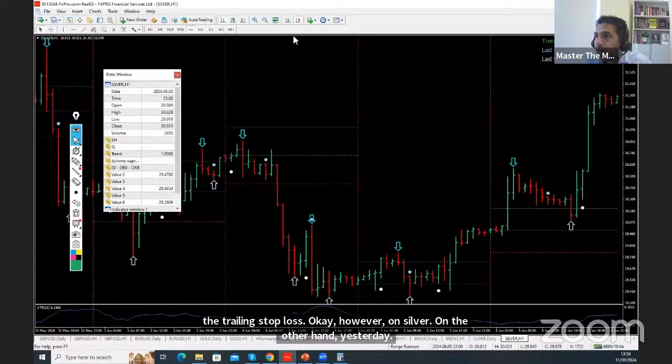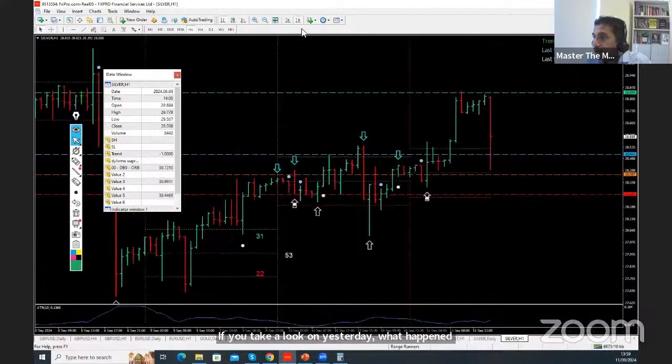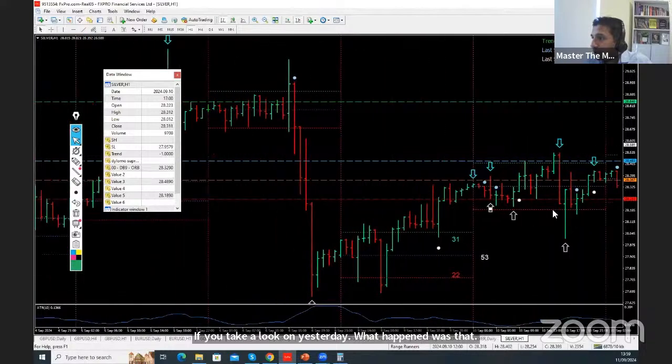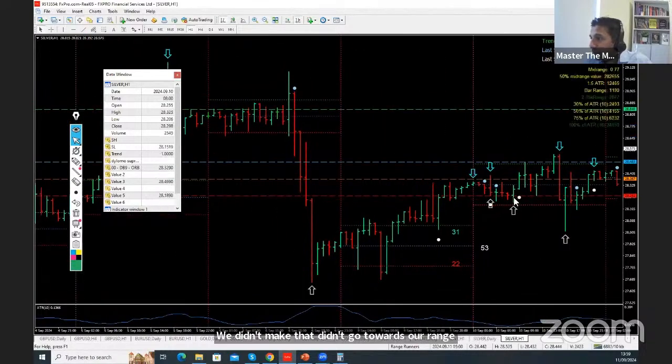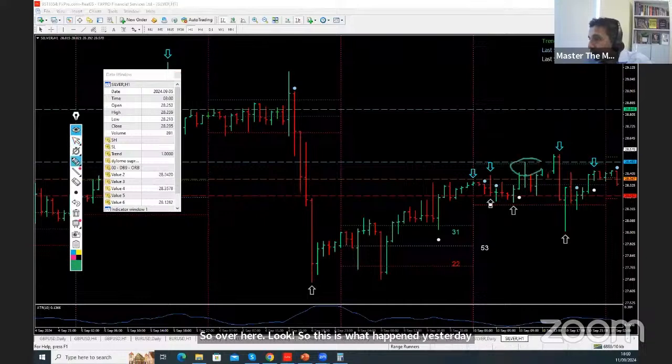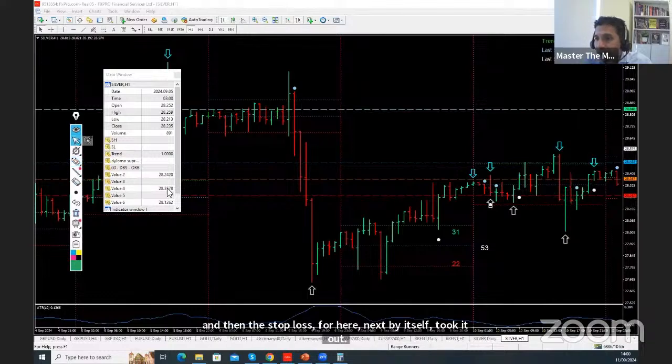However, on silver, on the other hand, if you take a look at yesterday, what happened was that we didn't go towards our range yesterday. So over here, look, this is what happened yesterday. We had the entry on the breakout there. So you did that, and then the stop loss for here. The next bar itself took it out. It's a bit of a chop, but it didn't even make its range for the day as well.